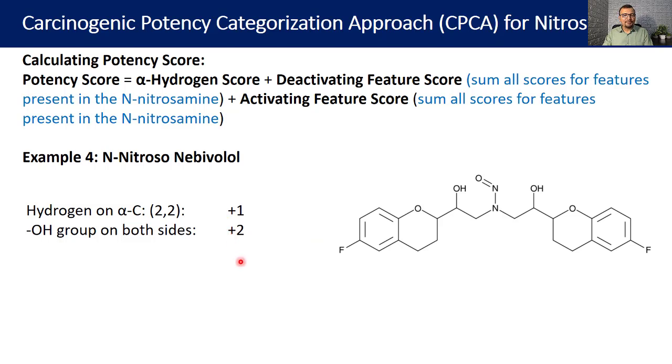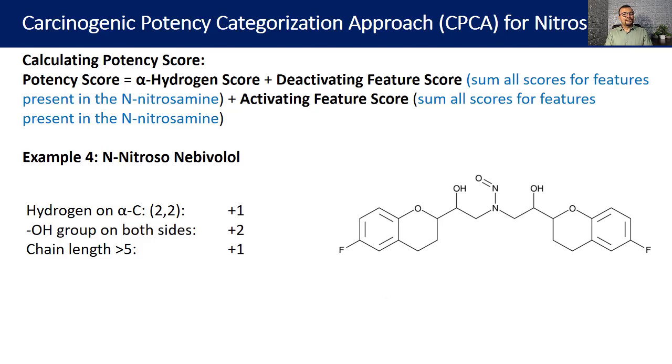So +2 for the presence of a hydroxyl group on the beta carbon. What is the chain length? The chain length is greater than 5: 1, 2, 3, 4, 5, 6, and 7, isn't it? And if there is a bigger chain, with more members in the chain, our score increases or potency decreases. So +1 is for the chain length greater than 5.